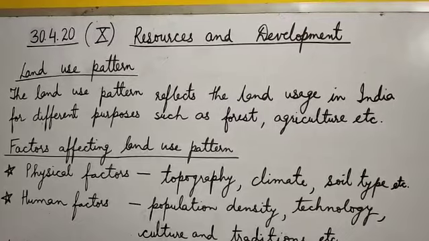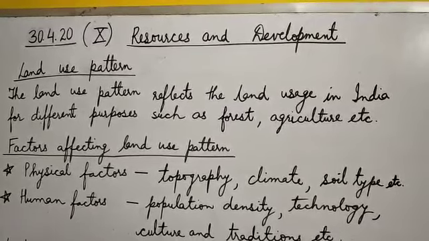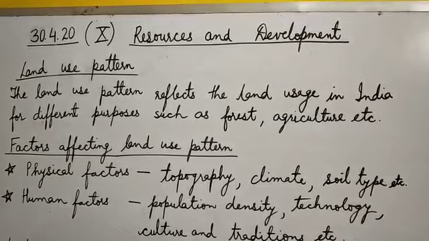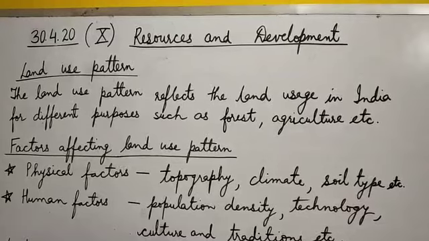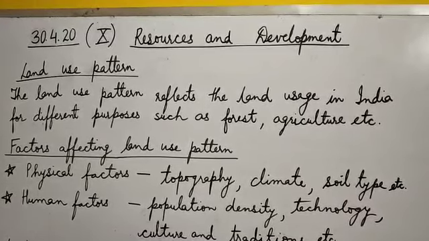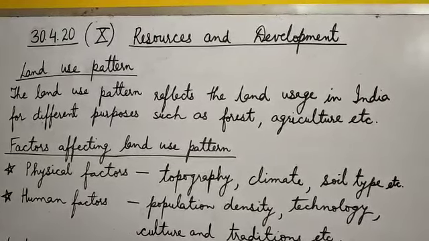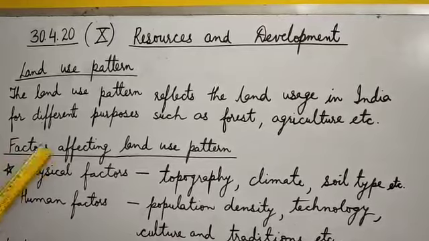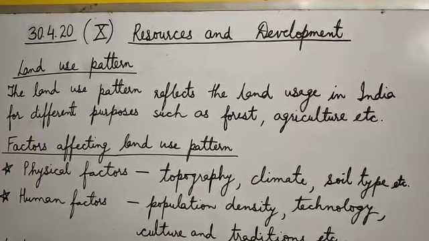How we use that particular piece of land for agriculture or for forest or for pasture or as fallow land. So there can be different uses of land, and this land use pattern changes over time. So now let us discuss the factors which are responsible for this land use pattern. Factors affecting the land use pattern.